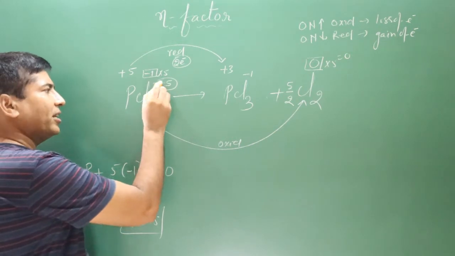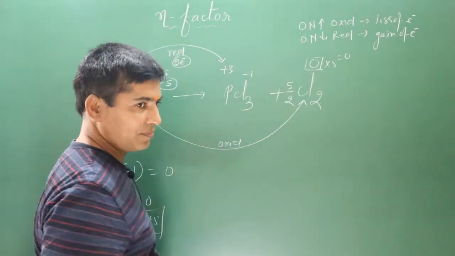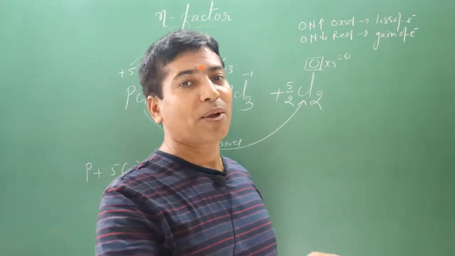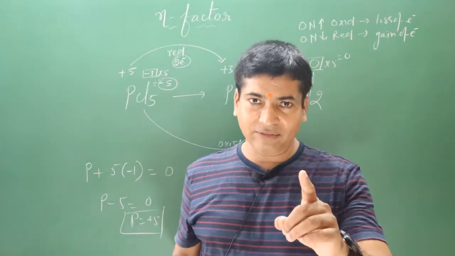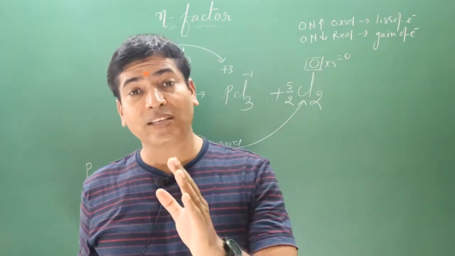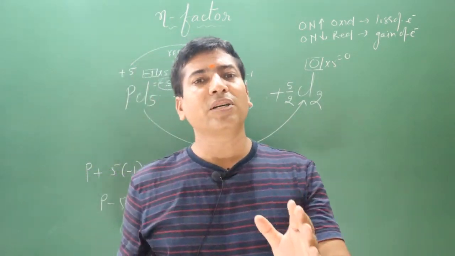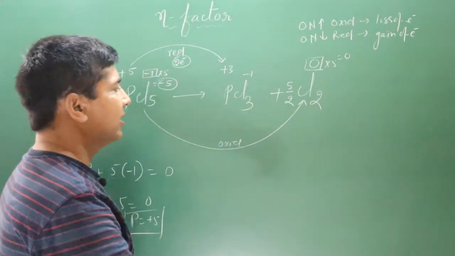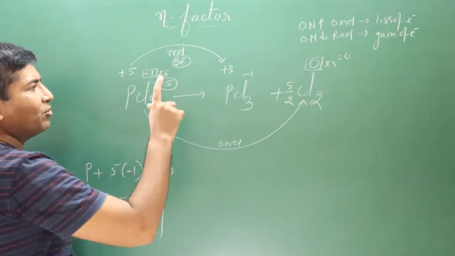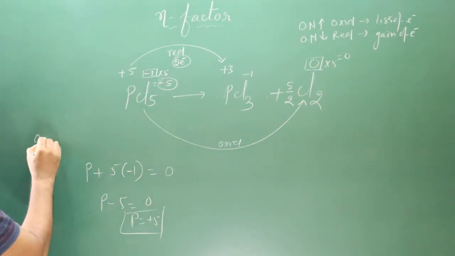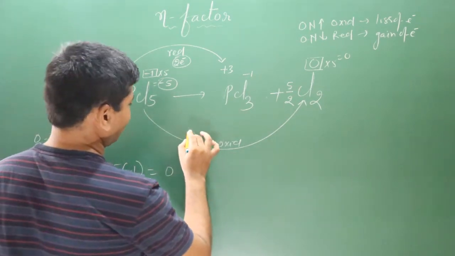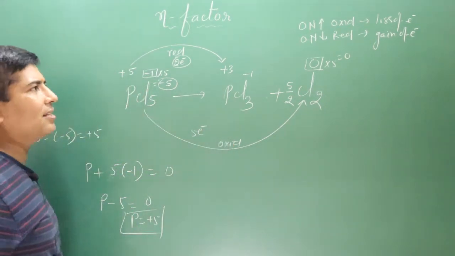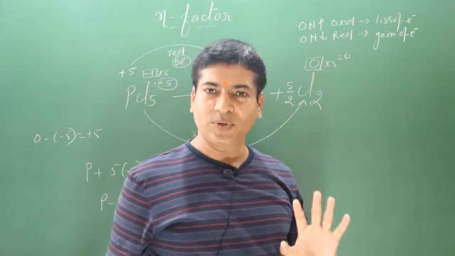Now find the difference in oxidation number. On the left side we have -5, on the other side we have 0. So 0 minus -5. You cannot say -5 minus 0, because then you will get -5, and for the n-factor value your difference in oxidation number should always be positive. That's why this is the larger value and this is the smaller value. 0 minus -5 is equal to +5. We have 5 electrons. Since it is an oxidation reaction, there is loss of electrons.